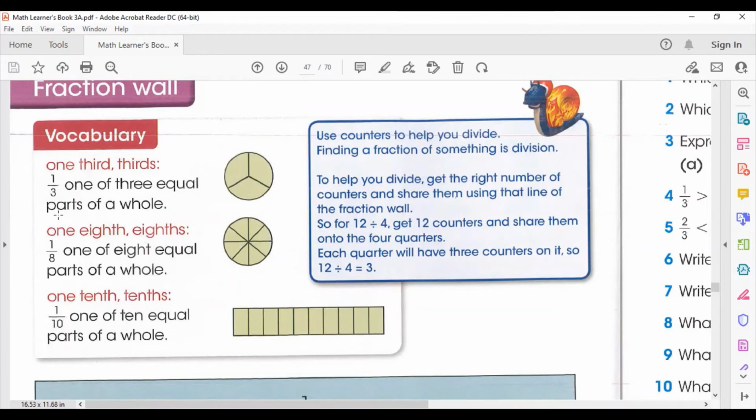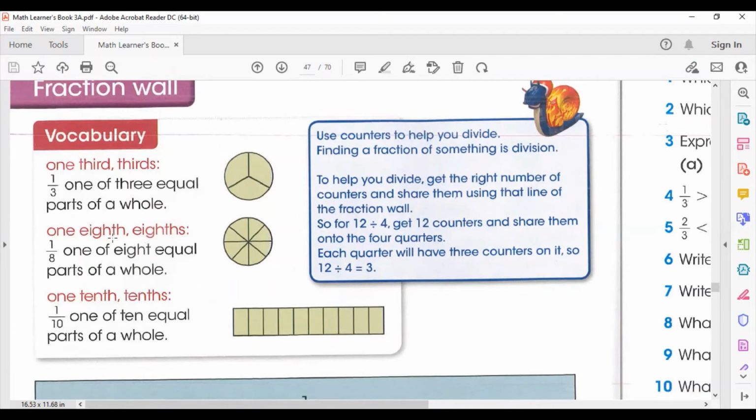So 1/3 means 1 of the 3 equal parts of a whole circle, or a whole number, or any shape you can choose, but it should be equal parts. It can be a square or a circle. And 1/8 means 1 part selected out of 8, or 1 part of the 8 equal parts of a whole shape.